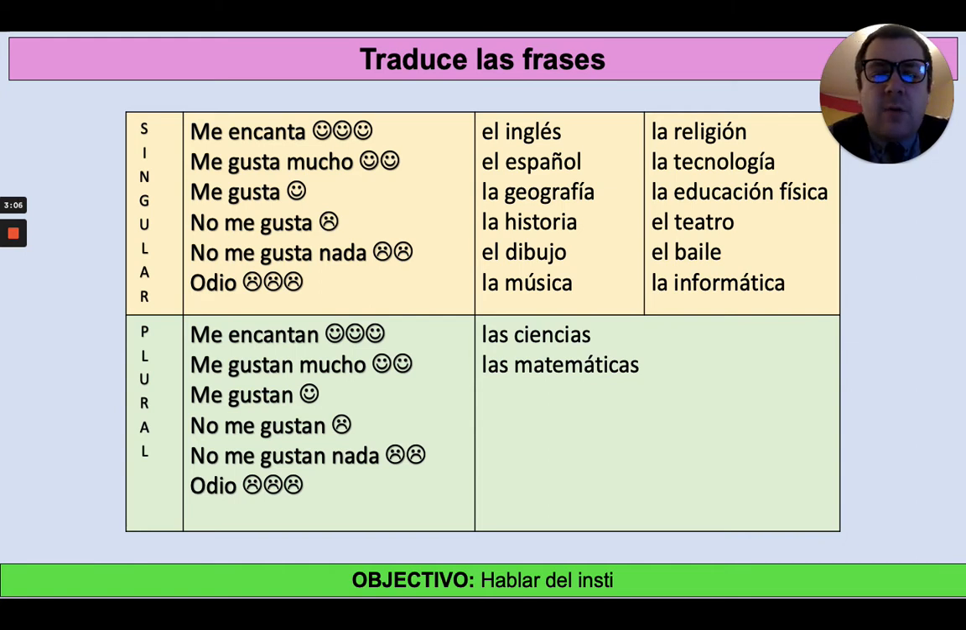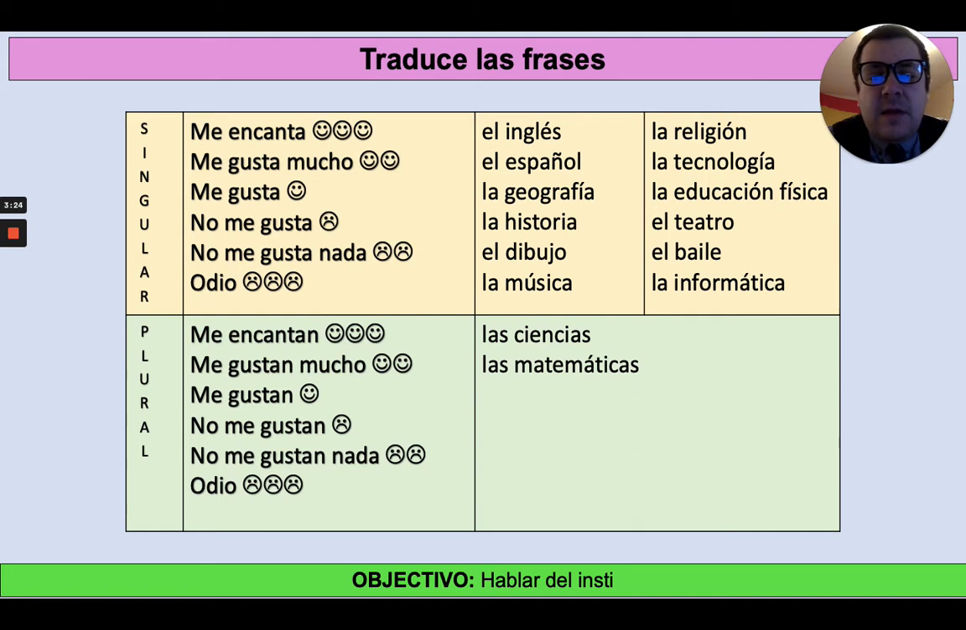The green row, those 2 subjects are plural. Okay, and that means that the verb that we use when we're given an opinion sometimes has to add an N. Okay, so instead of me encanta, we say me encantan when we're talking about science or maths. Okay, instead of me gusta, we say me gustan.